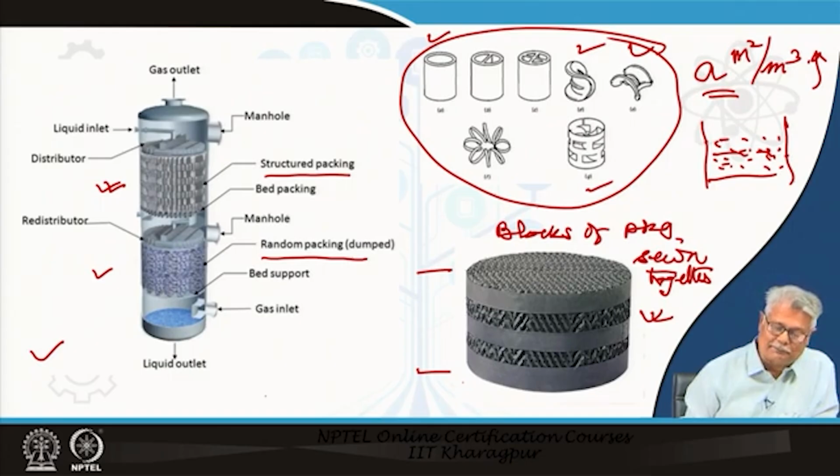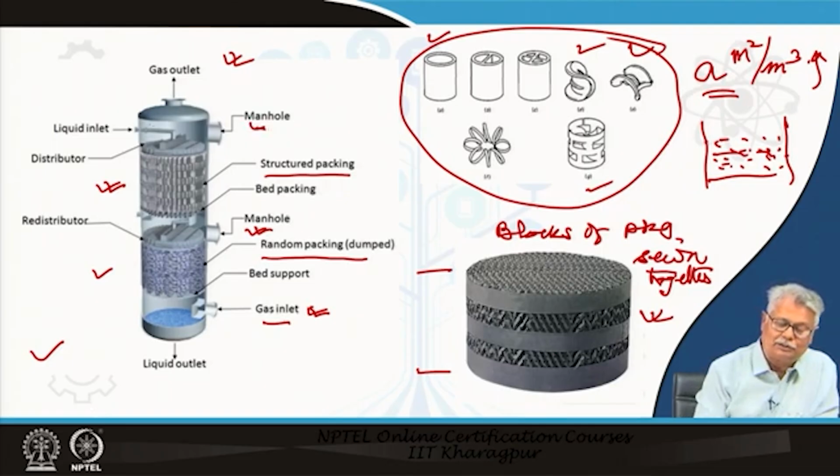Now, if you are talking about the packed bed or the tray tower even, there will be other components. You will definitely have a manhole. Here it is a vapor liquid contacting tower. So, there will be a gas or vapor inlet and a gas outlet. Naturally, the inlet is from the bottom and the exit is from the top. In this particular case there are two manholes.